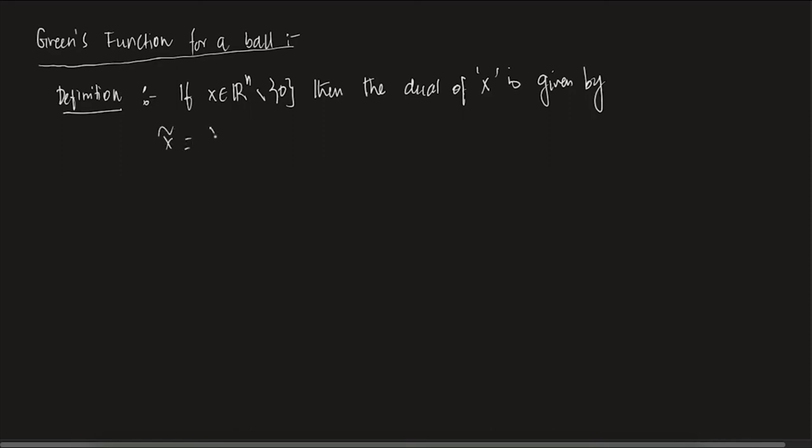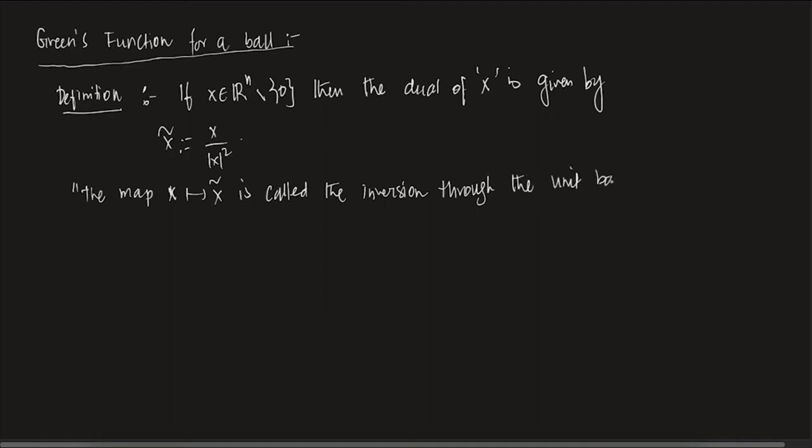x tilde, which is by definition x by mod x squared. So essentially what we are doing is taking the inversion of x with respect to the ball. This mapping, x going to x tilde, is called the inversion through the unit ball. I will make clear why we suddenly started with something like this and what exactly it means.